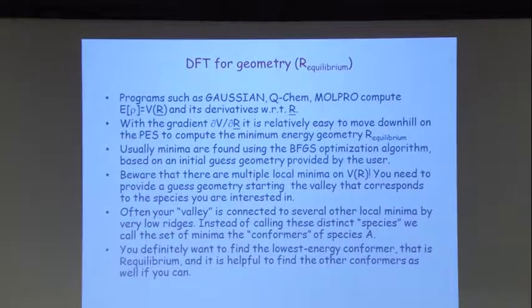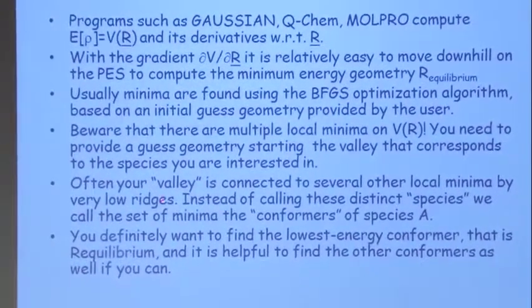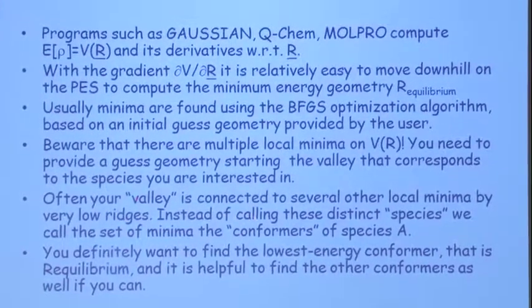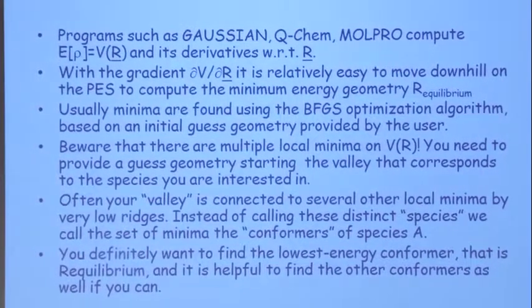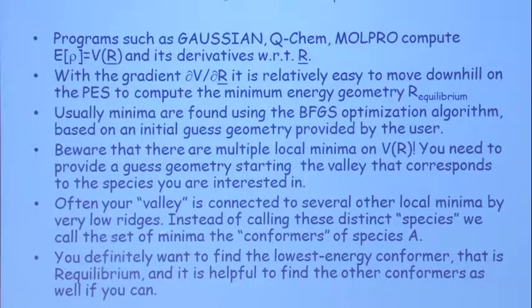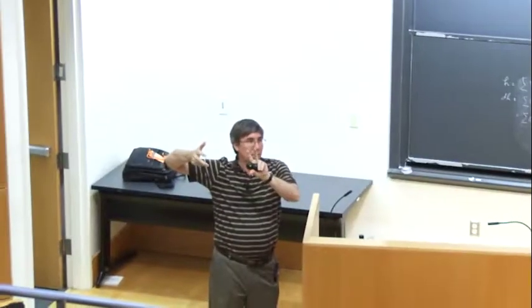You have to really be in the valley that corresponds to the molecule you care about. Be aware that your valley is often connected to some other local minima by pretty low ridges. And if the ridges are low enough, we call those things conformers. And we mentioned that yesterday, right? That for acetaldehyde, the methyl group can rotate around, and there are different orientations of the methyl group relative to the HCO group. And all of them have pretty low energies.